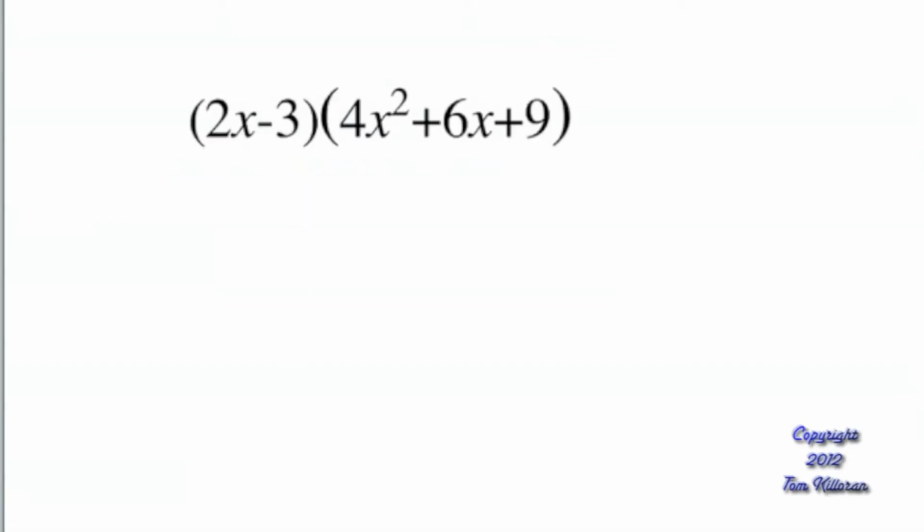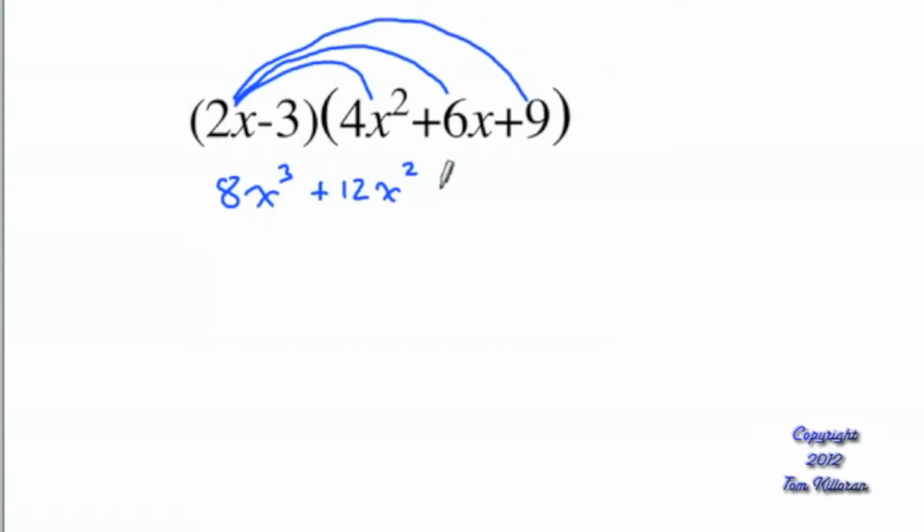To see what the perfect cube binomial factors into, I just want to multiply these two things together and see what happens. So if we start off, we're going to get 2x times 4x squared, that'll be 8x cubed. 2x times a positive 6x will give us a positive 12x squared. And then 2x times this positive 9 way down here will give us positive 18x. A little review of multiplying polynomials.